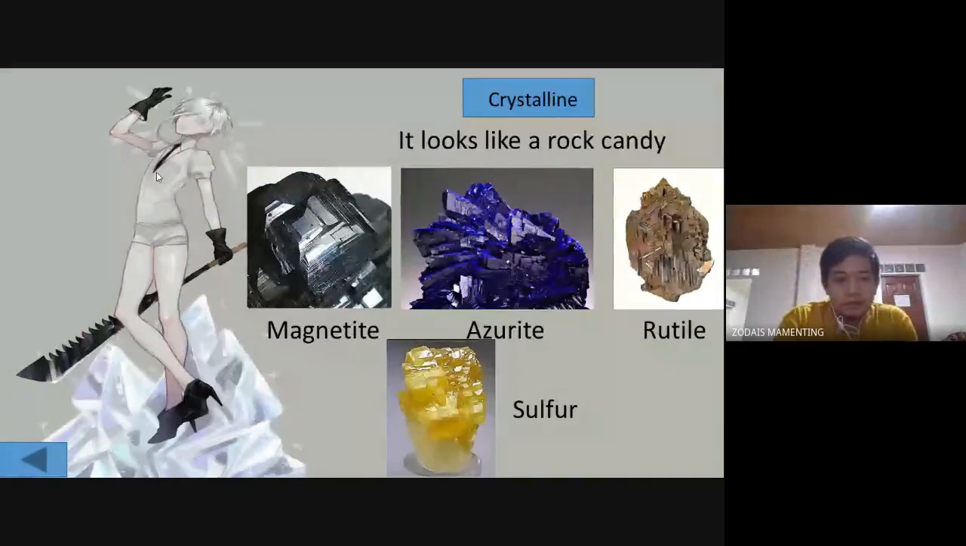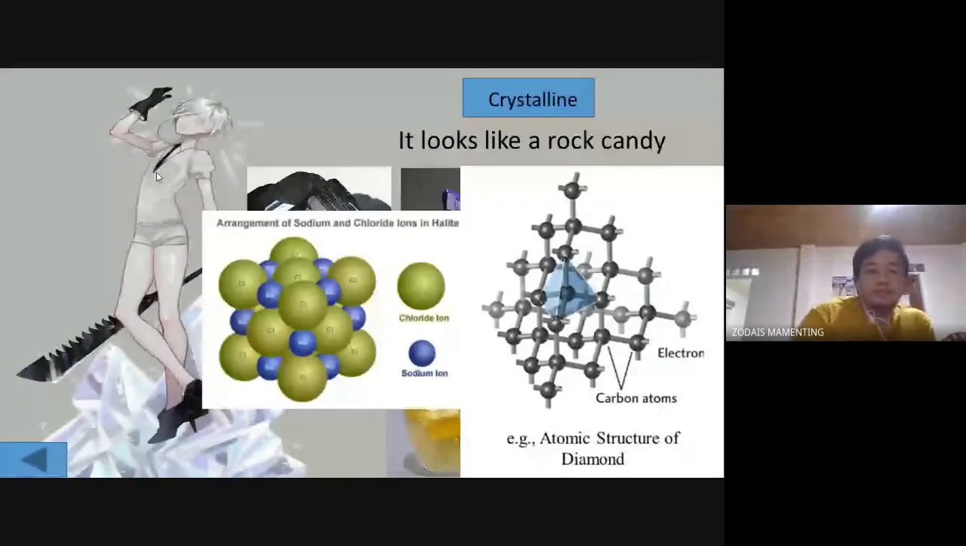So this is the structure of halite on the left and the structure of diamond. The halite is composed of chloride and sodium ions, while diamond is only composed of carbon atoms.